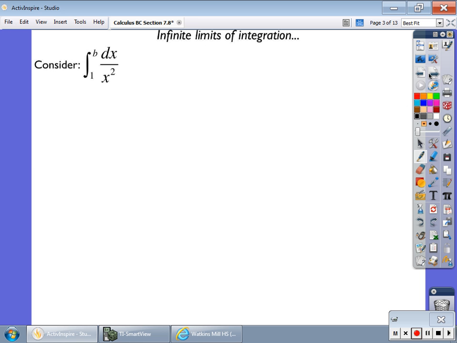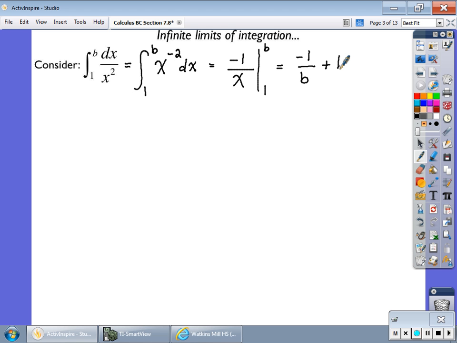So to begin this, what we're going to look at is the integral from 1 to b of dx over x squared. And we're just going to rewrite this as the integral from 1 to b of x to the -2nd dx. Okay, that makes it really easy to integrate. Add 1 and divide. We're going to have -1 over x evaluated from 1 to b. And so this is -1 over b minus -1 over 1, so that's going to be +1. And that's fine. What this allows us to do is consider the integral from 1 to infinity of dx over x squared.